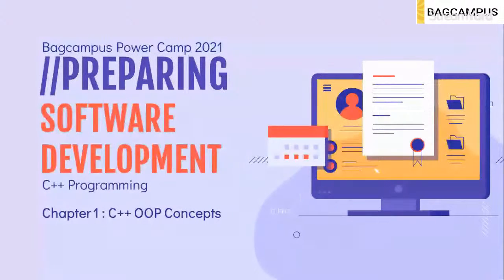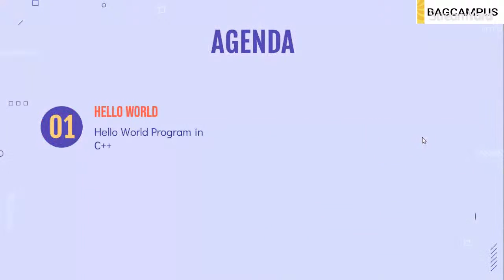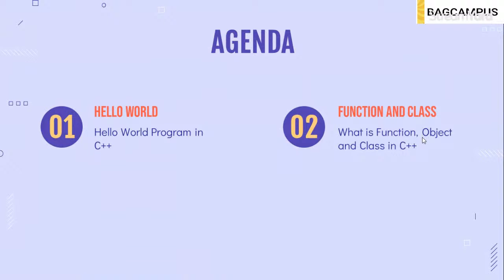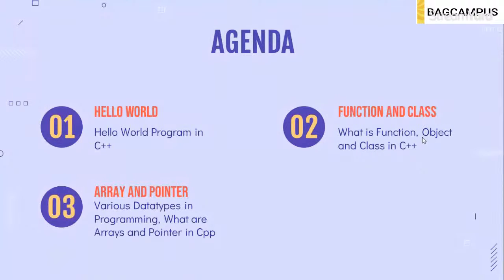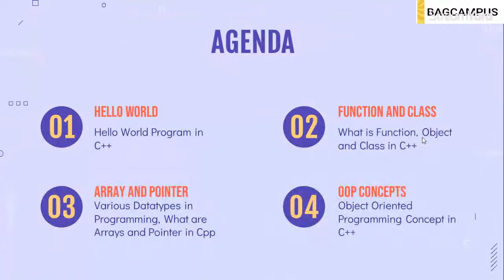Today we are going to learn about chapter 1, in which we will cover C++ OOP concepts. We are going to learn how to write a hello world program in C++. Then we will learn what functions and classes are in C++, and various data types in programming. What are arrays and pointers in C++? Then we will learn about object-oriented programming concepts in C++: what is encapsulation, what is polymorphism, and other concepts.